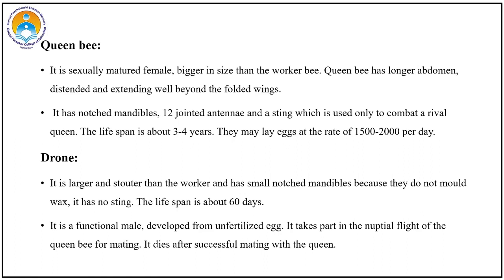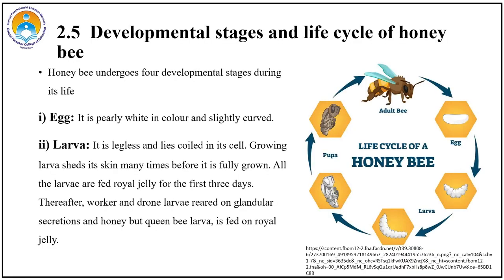per day. Now let's see the third one, that is the drone. It is larger and stouter than the workers and has small notched mandibles because they do not mold wax. It has no sting. The lifespan of these drones is about 60 days. It is a functional male developed from an unfertilized egg. It takes part in the nuptial flight of the queen bee for mating. It dies after successful mating with the queen.